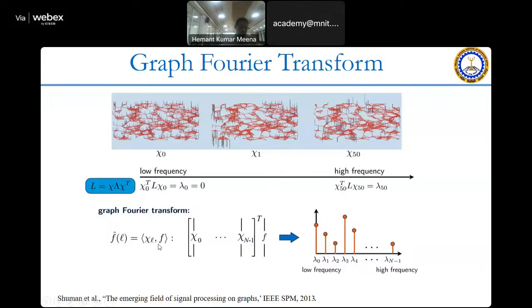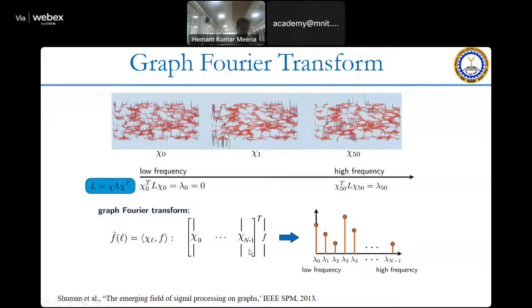That is basically XL multiplied by F. What do you mean by XL? It is the same eigenvector basis, and it is multiplied by F. What is this F? F is basically the signal value at the different vertices or the nodes. Please keep in mind, vertices and nodes are equivalent to each other.